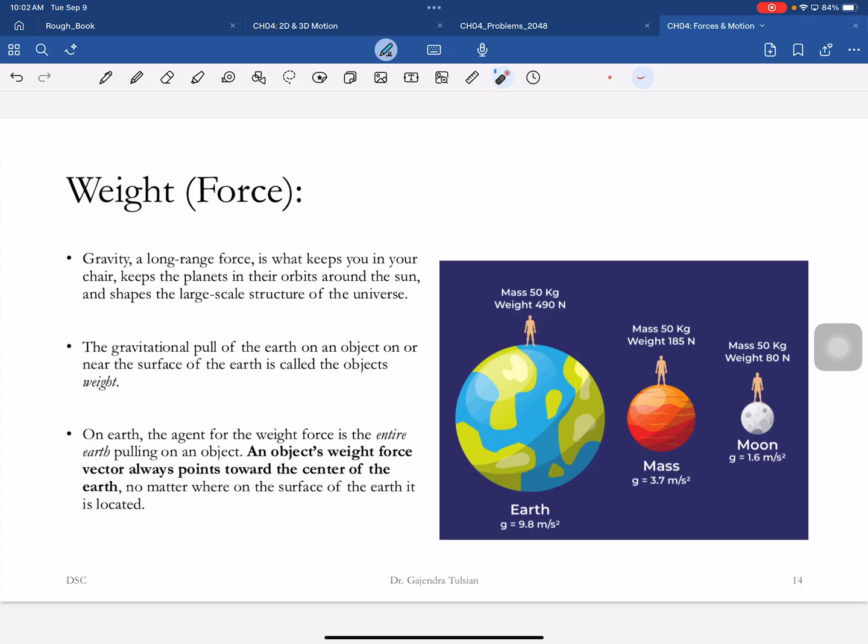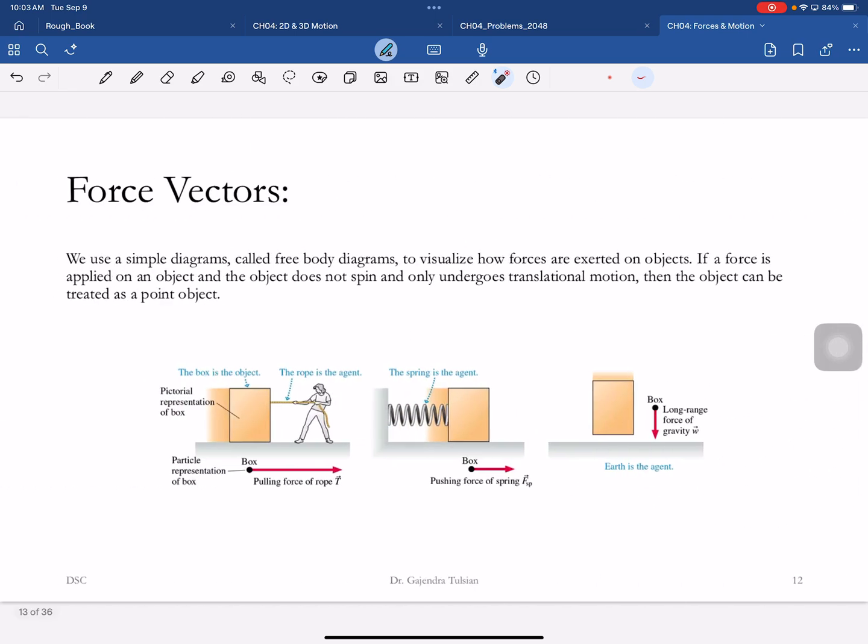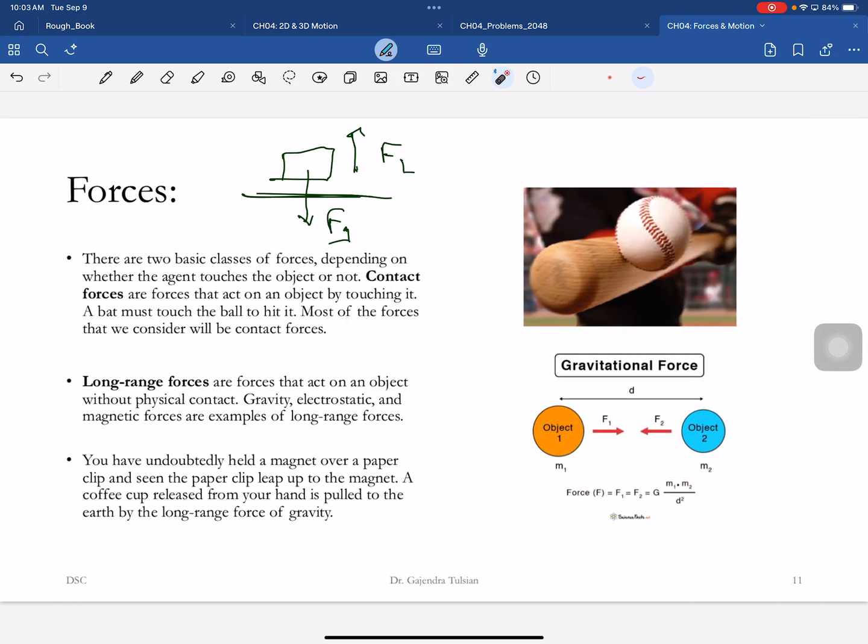What does 200 pound mean? I'm sorry? That's the force with which Earth is pulling you. Okay, that's what that means. Now, we'll talk about Newton's third law in a little bit.